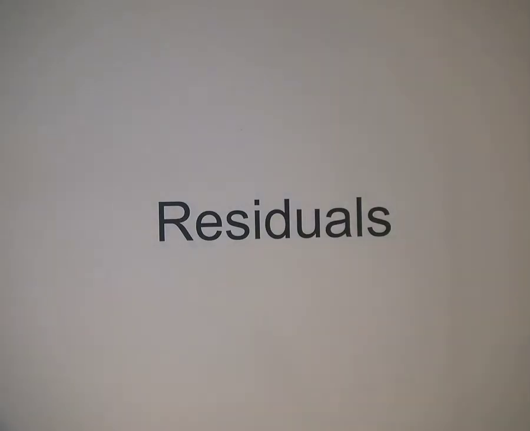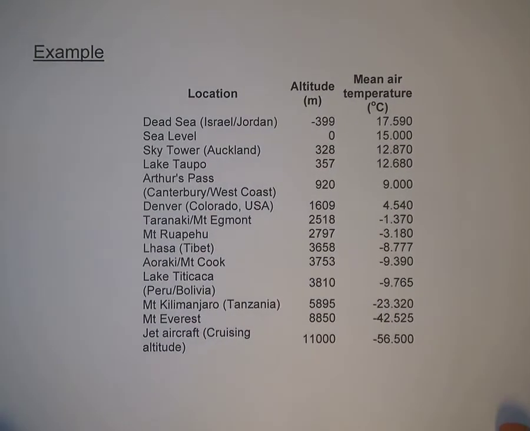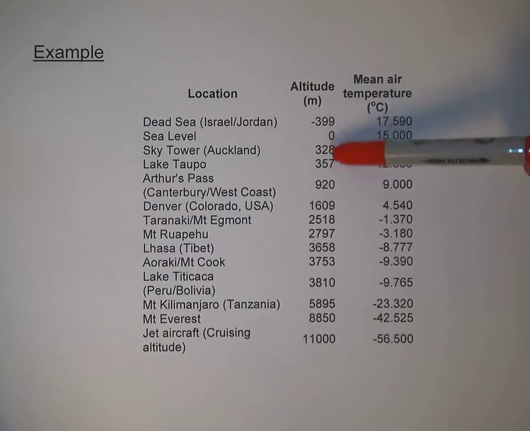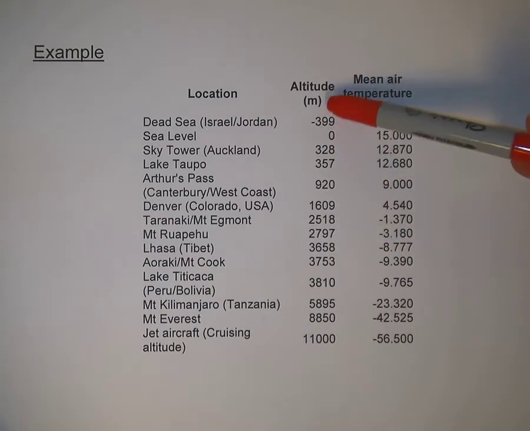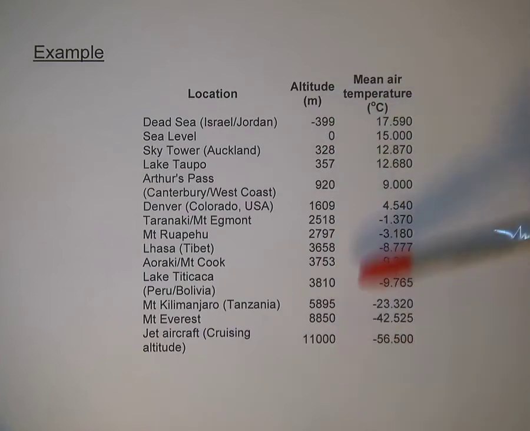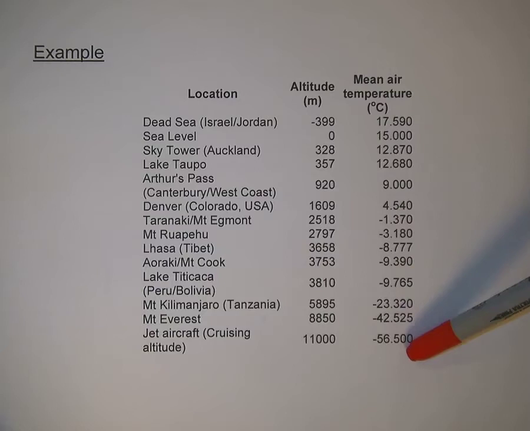Hi, this tutorial covers residuals. So let's take a look at a data set. This is a bivariate data set, and what it's measuring is several locations around the world, the altitude, and then the mean air temperature. The altitudes are measured in meters, and the mean air temperature is measured in degrees Celsius.